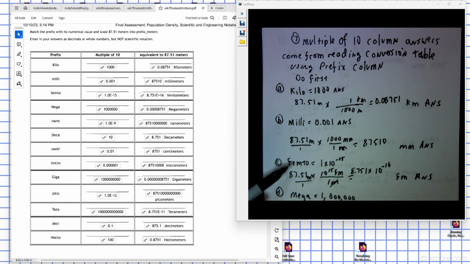Then I look at femto from the conversion chart. It's going to be 1 times 10 to the minus 15, a very small number. Then we have to convert 87.51 meters to femtometers. So I'll put it in the bottom, 10 to the 15 here up top, and it gives me this number here, 8.751 times 10 to the 16 femtometers for my answer.